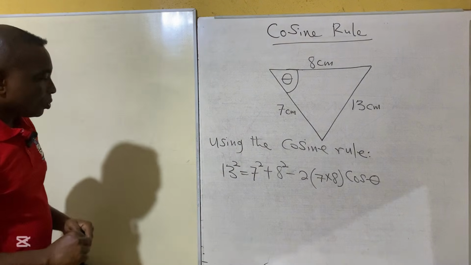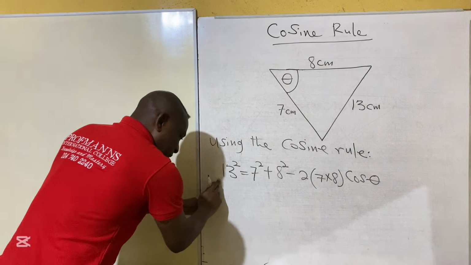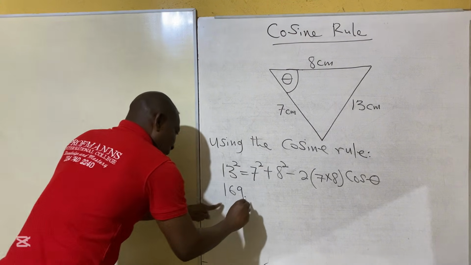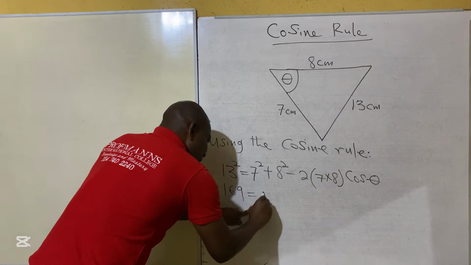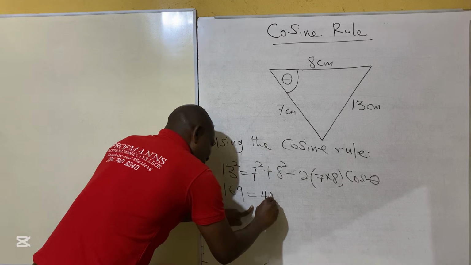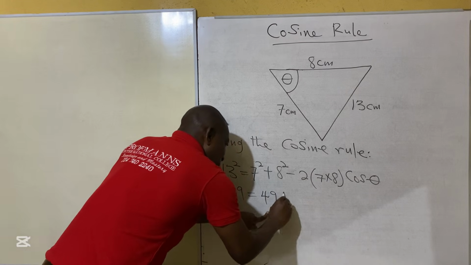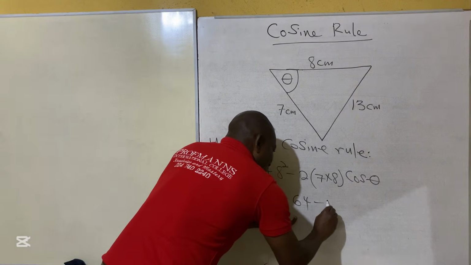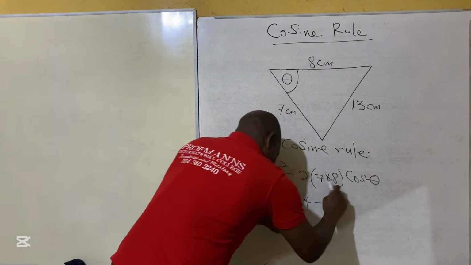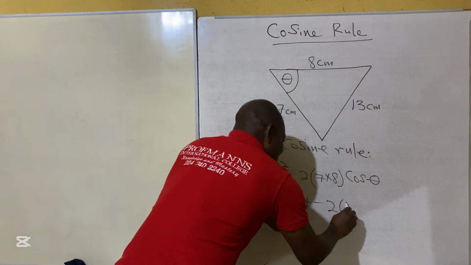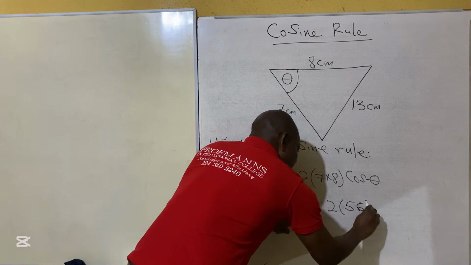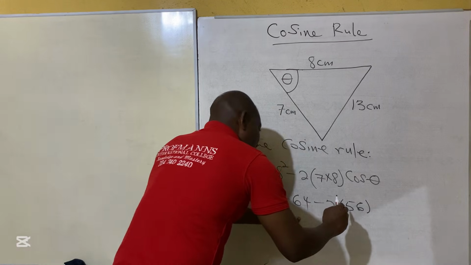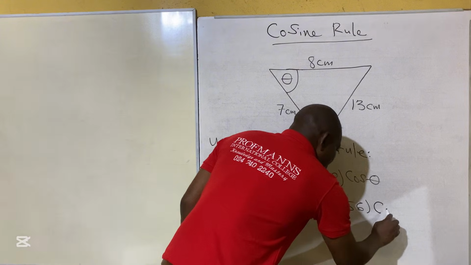So what do we do? When we square this, it's going to give us 169 is equal to, this gives us 49 plus 64 minus 2 into, we multiply this by that, it gives us 56. So when we find cos, this gives us cos theta.